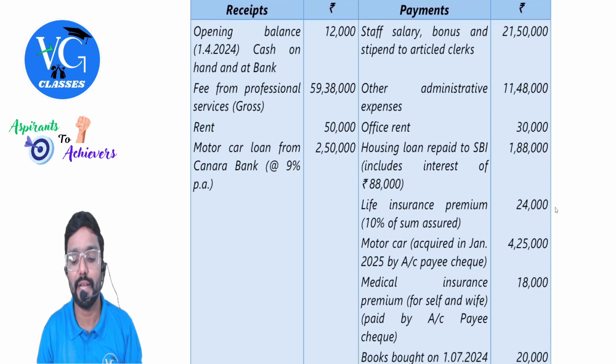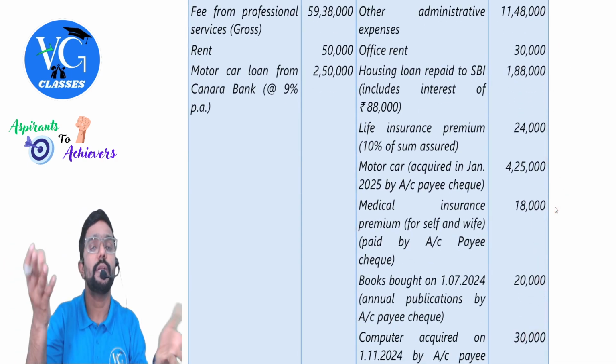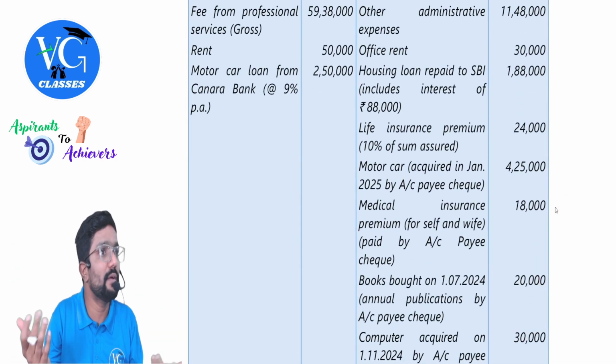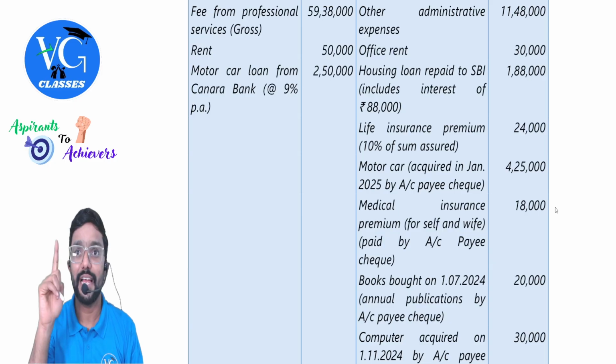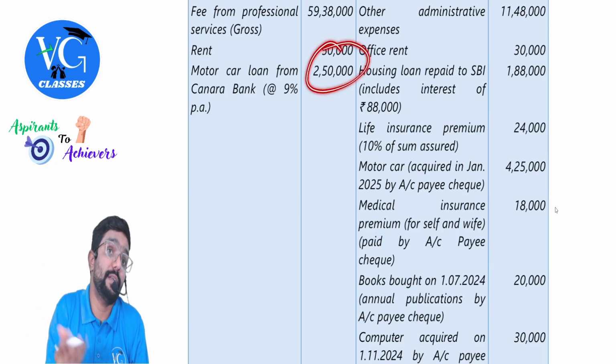9%. On the payment side, have they given any interest? No, that is not paid. Accrued but not paid. Will you take it? No, cash basis. Clear? Cash basis. If it was accrual, I would have taken maybe.